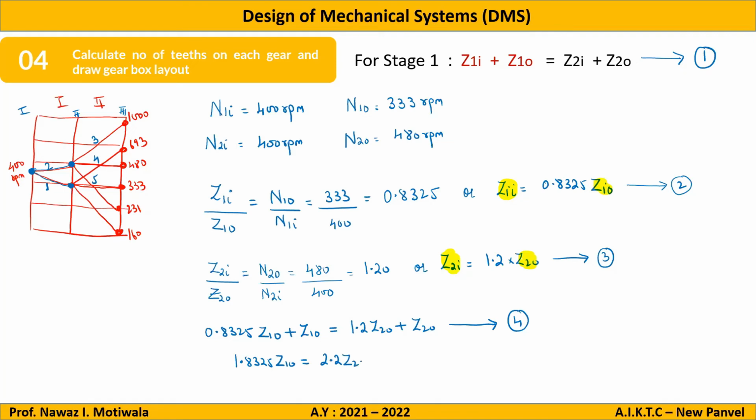2.2 Z2. So instead of giving the above one as equation 4, I will give this as equation 4, because now we have solved that one. So let us say this is equation number 4. Now we got one simple equation, that is 1.8325 Z10 is equal to 2.2 Z20.